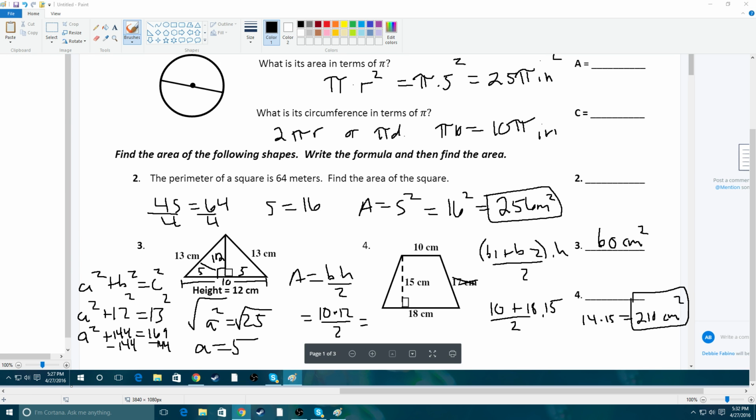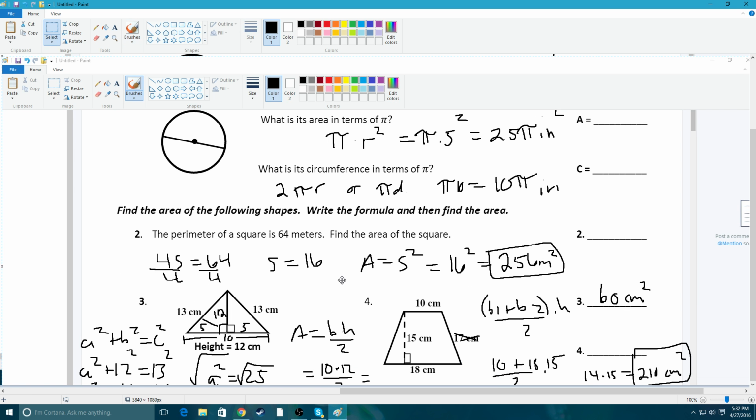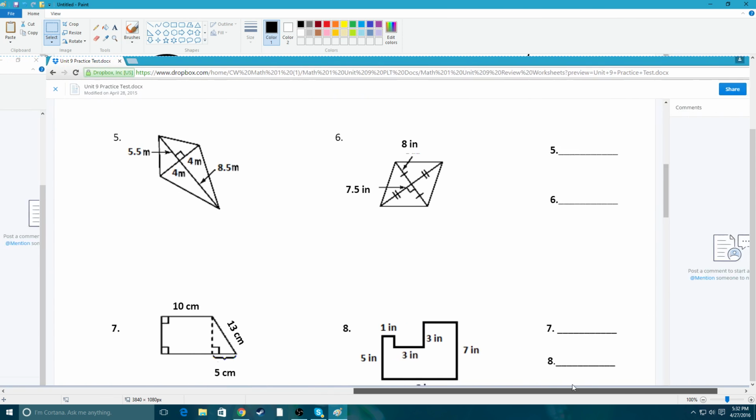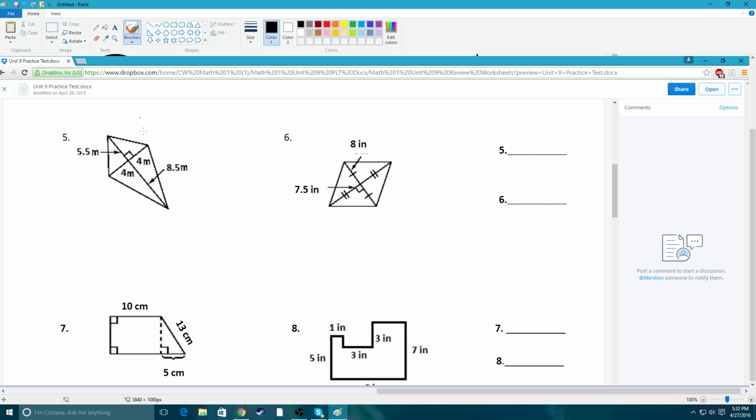Okay. Next couple shapes. All right. So right here we got a kite. We'll call this D1, the one that goes all the way down this way. And we'll call this other one D2. So D1 is 5.5 plus 8.5, that's 14 is D1. D2 is 4 plus 4, which is 8, divided by 2, gives us 56 meters squared.